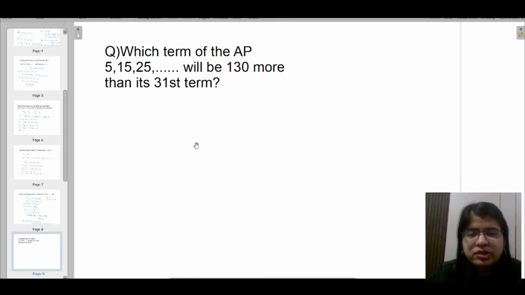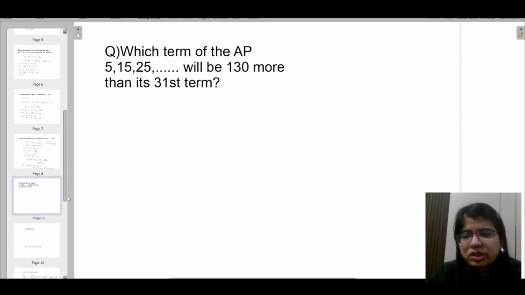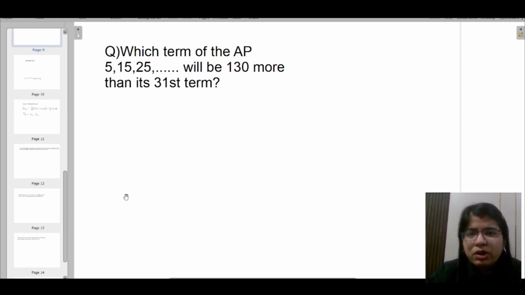Now students, the question is: which term of this AP will be 130 more than its 31st term? So this series is given and you have to find which term will be 130 more than its 31st term. So students, we know that a is here 5, and d is 15 minus 5, which is equal to 10.